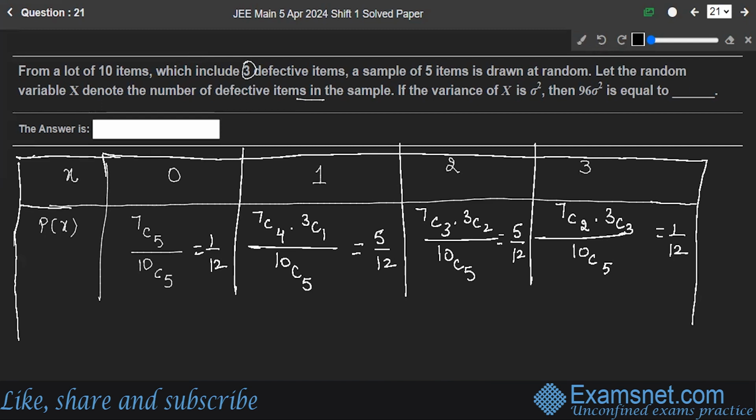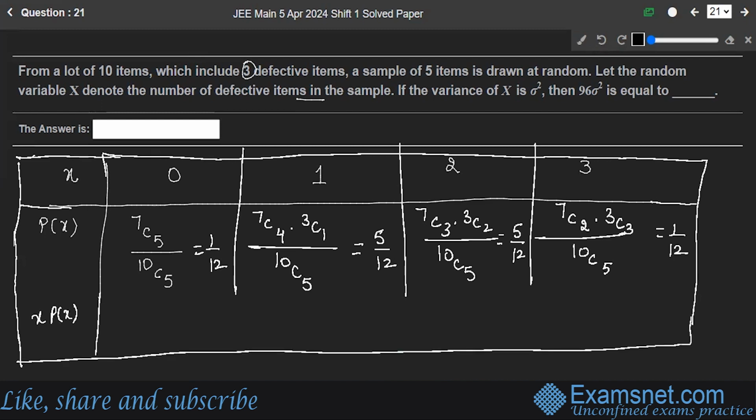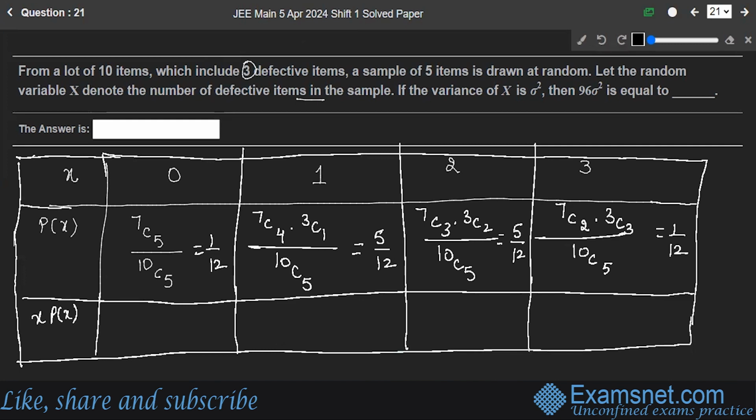This one. Right. So what is your x into px? It's the product of both of them. This will be given by 0 into 1 by 12, which gives me 0, then 5 by 12, 10 by 12, and 3 by 12. Okay. Now, what you are asked in the question is, for the random variable, if the variance is this, you have to find out 96 times the variance.